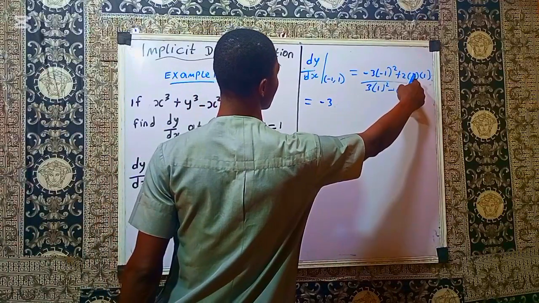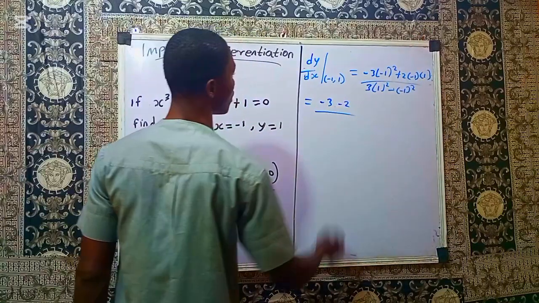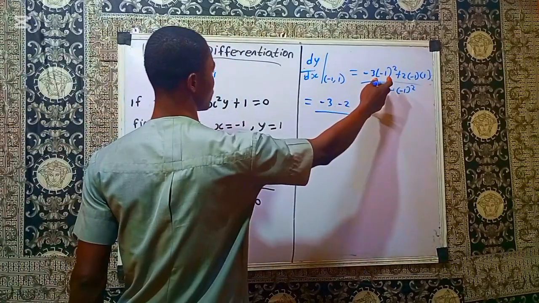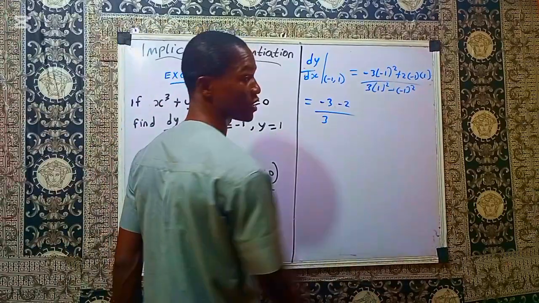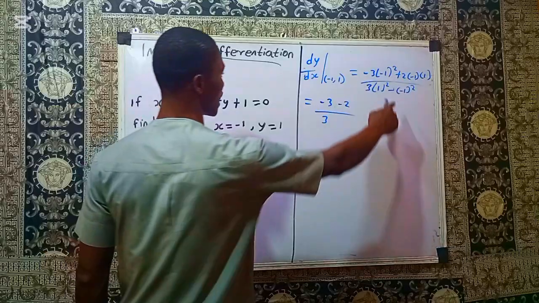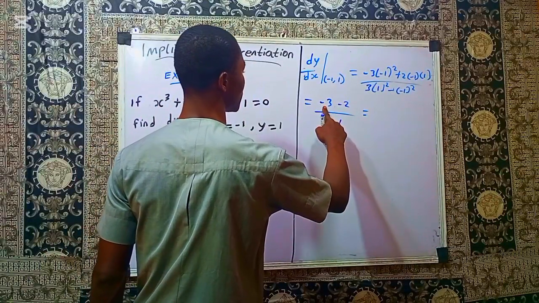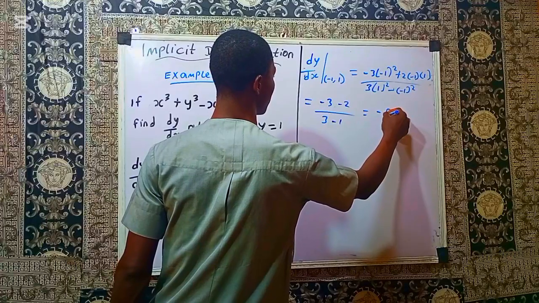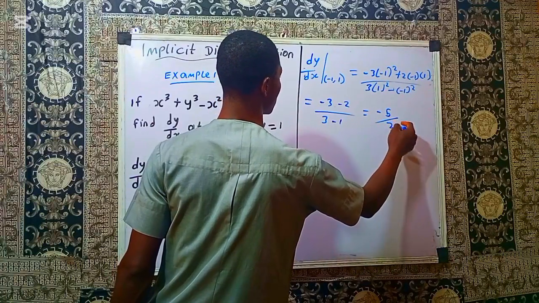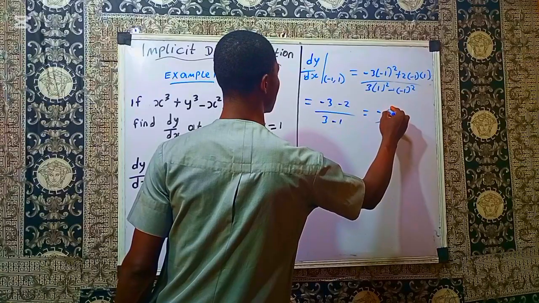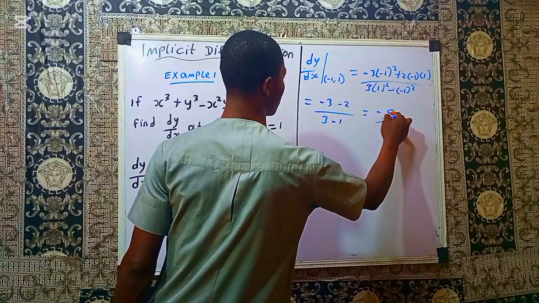Then minus 1 multiplied by 1 is minus 1, multiplied by 2 is minus 2. All divided by 1 squared is 1, multiplied by 3, I have 3. Then minus 1 squared is 1, and we have negative here, so negative 1. Negative 3 negative 2 is negative 5, divided by 3 minus 1 is 2. So the result of this is negative 5 divided by 2.